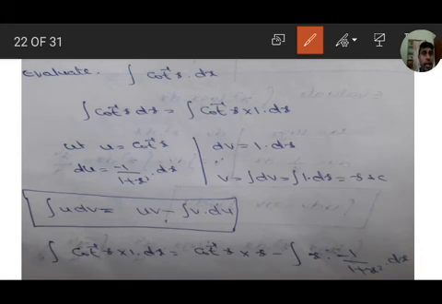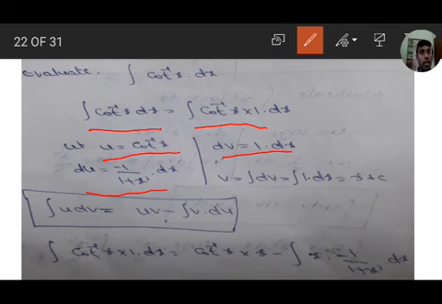Evaluate integration cot inverse x dx. Here cot inverse x is the same as tan inverse x; cot inverse x is only one function. So integration of cot inverse x into 1 dx. So u equal to cot inverse x, so its derivative du equal to minus 1 by 1 plus x square dx, and dv equal to 1 into dx. Inverse trigonometric function and algebraic function: inverse trigonometric function first, so dv equal to 1 into dx, integration of dv, that is v, integration of 1 into dx, that is x plus c.